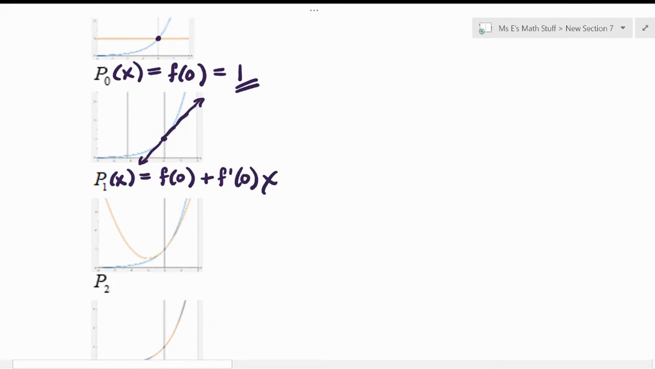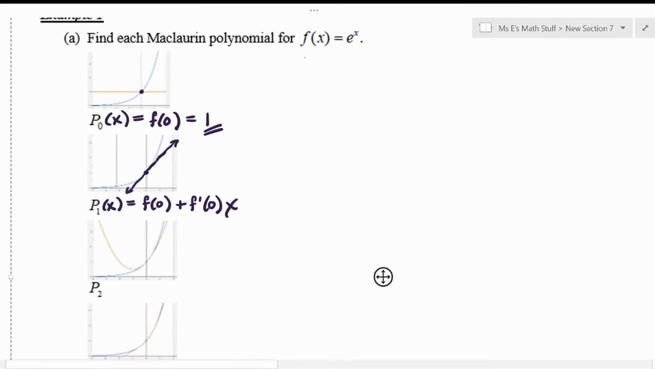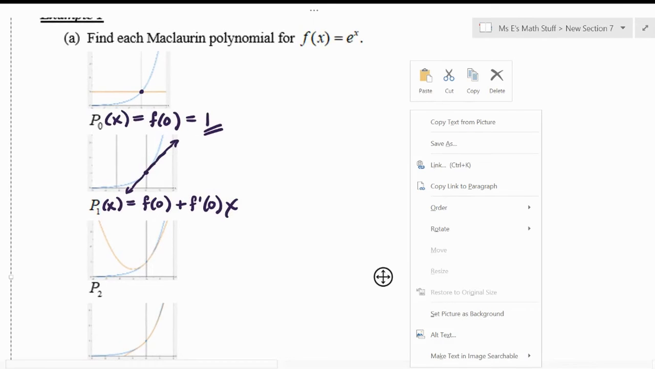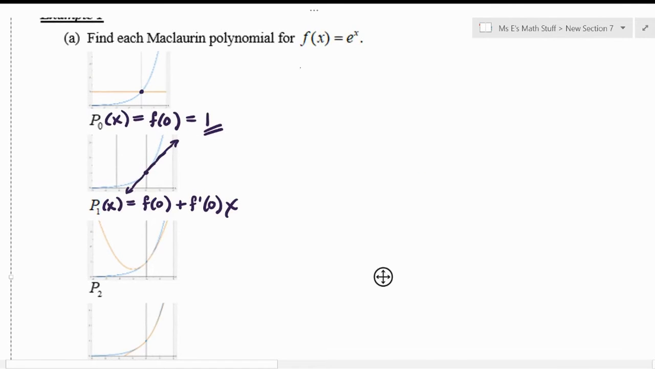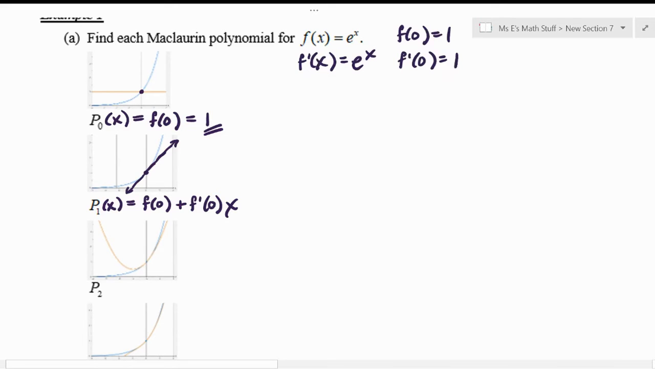Part of the reason that I chose f of x equaling e to the x for our first one is because its derivatives are always the same, so it's pretty easy to work with. So f of 0 was 1, f prime of 0 would still be 1. So your answer for p sub 1 of x would be 1 for f of 0, and then plus 1x, or just x, for f prime of 0 times x. So anyway, if you wrote x plus 1, that actually makes a little more sense as well.